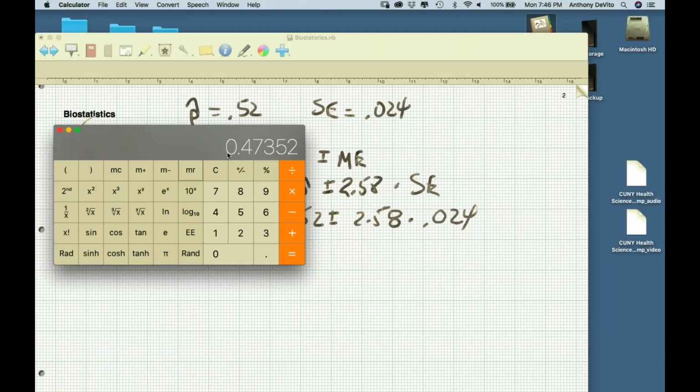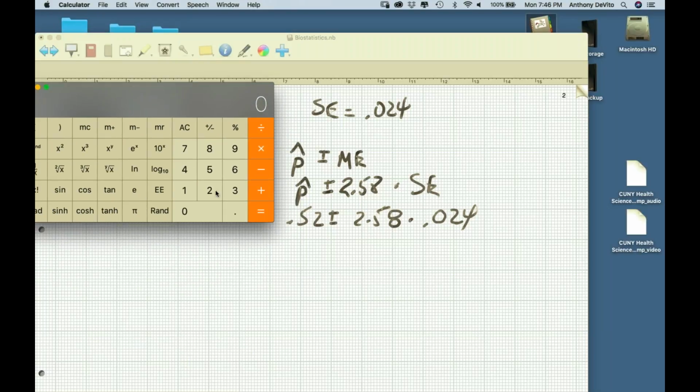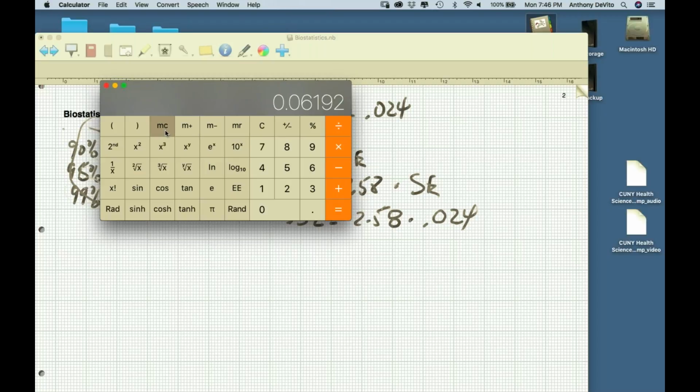Okay, so let's clear this and give this a try. 2.58 times 0.024 is equal to about 6%. I'm going to clear memory, put that into memory, and clear this out.